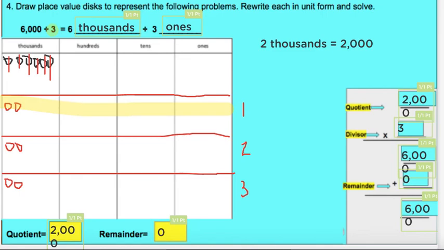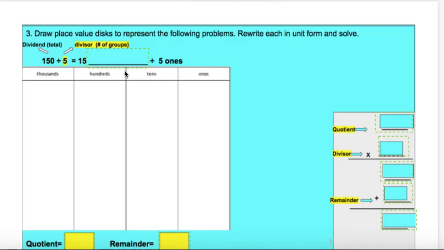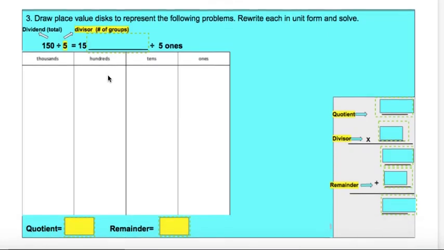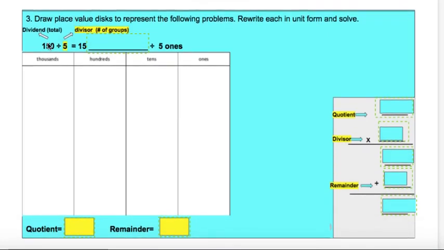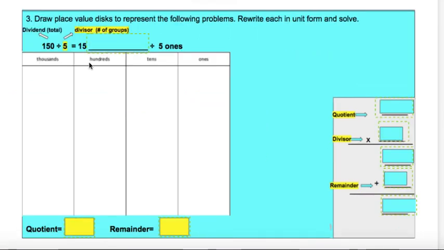Let's go ahead and do another problem together. In this problem, it looks a little bit different, but it's the same concept. We have 150 divided by 5. You'll notice that in similar problems, or in previous problems, we had answers like 6 or numbers like 6,000, 5,000, 400, where we were easily able to tell what place value we were starting in. This time it's going to be a little bit different.